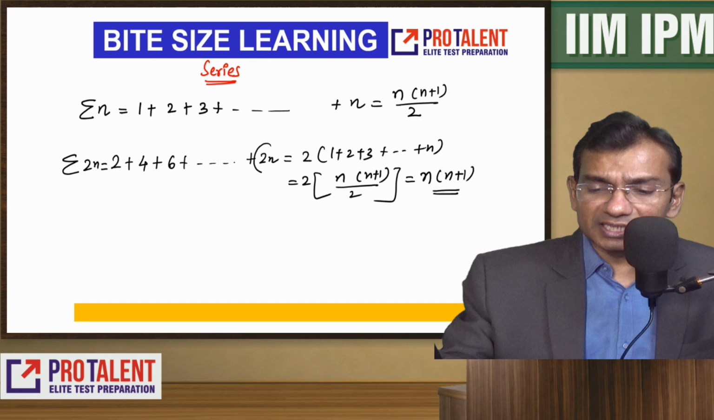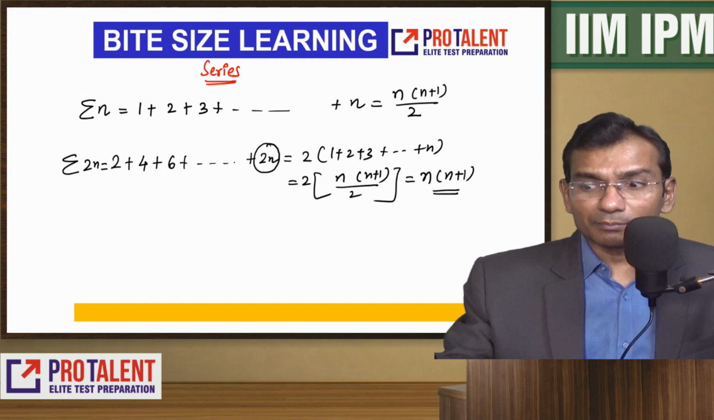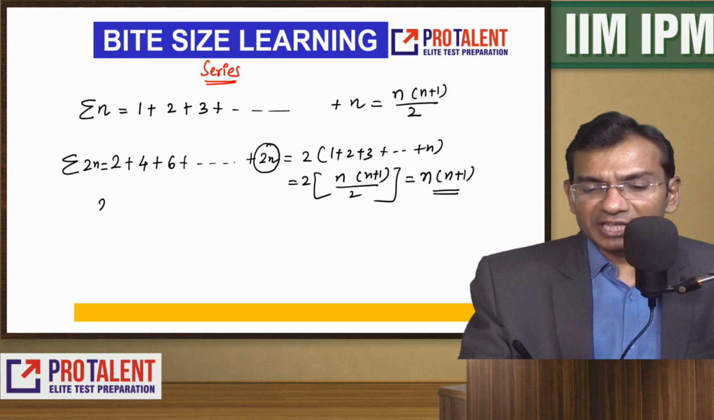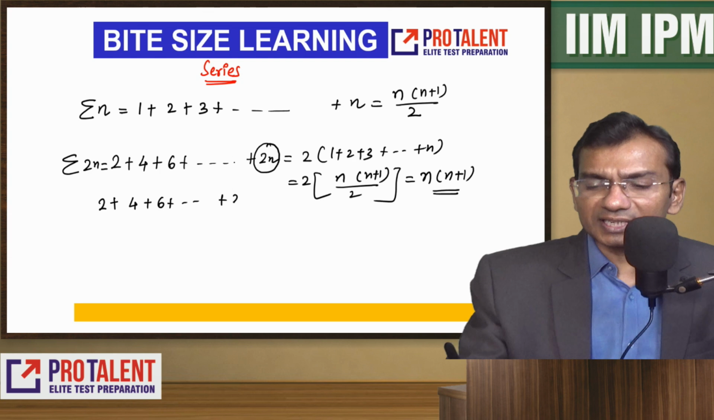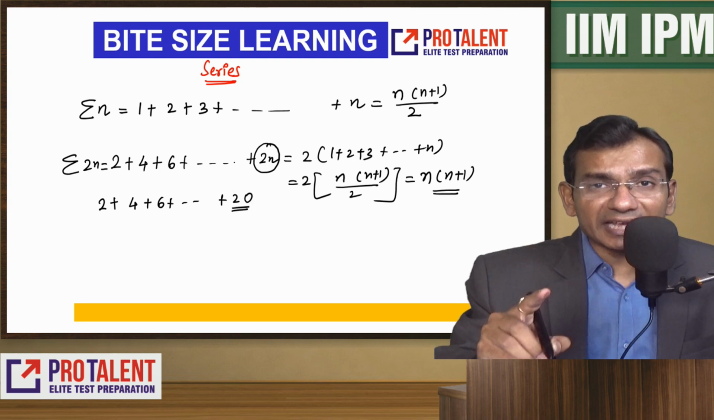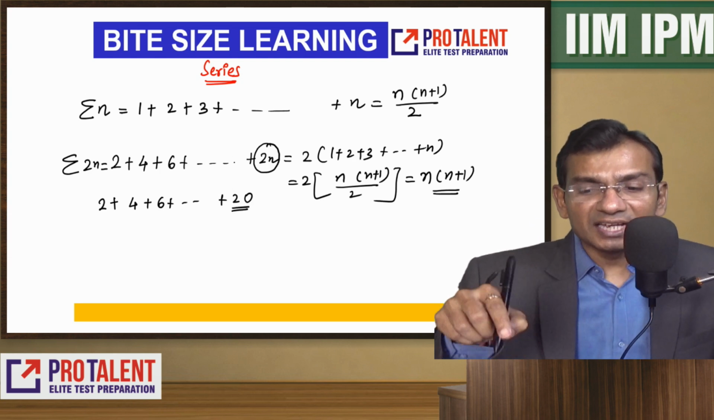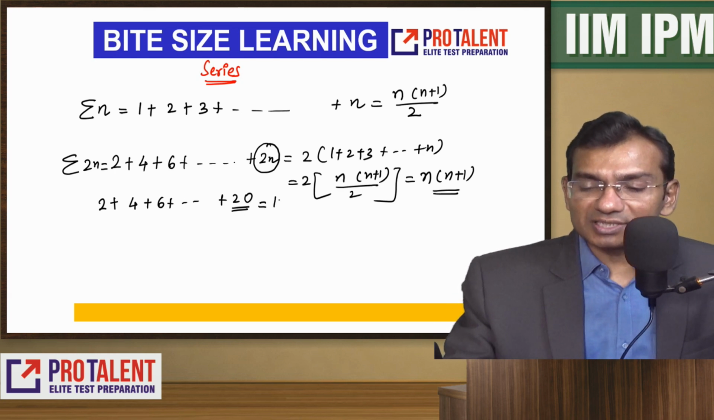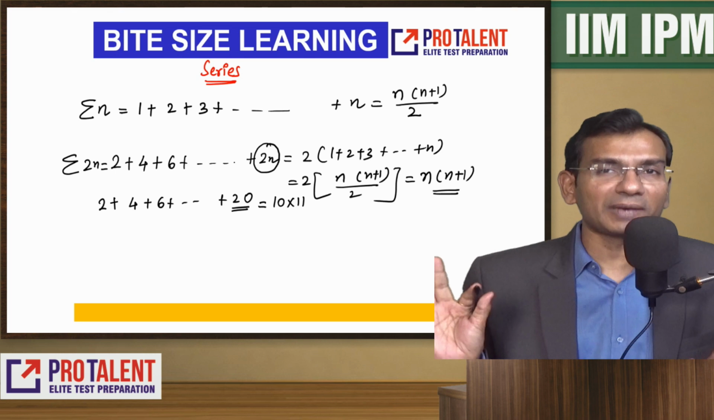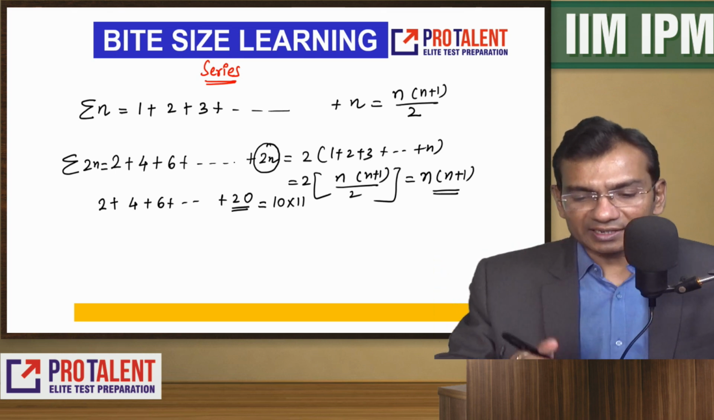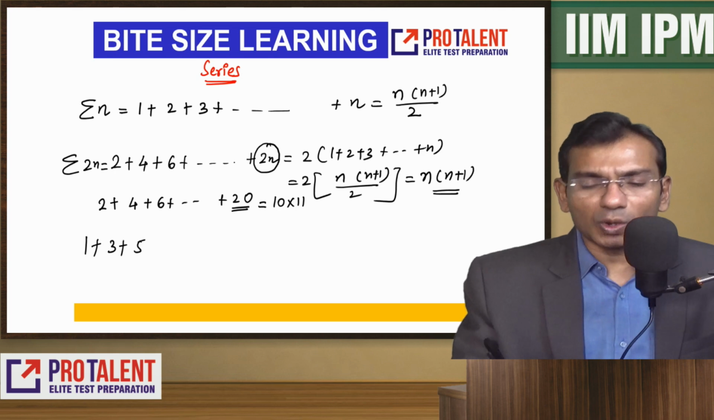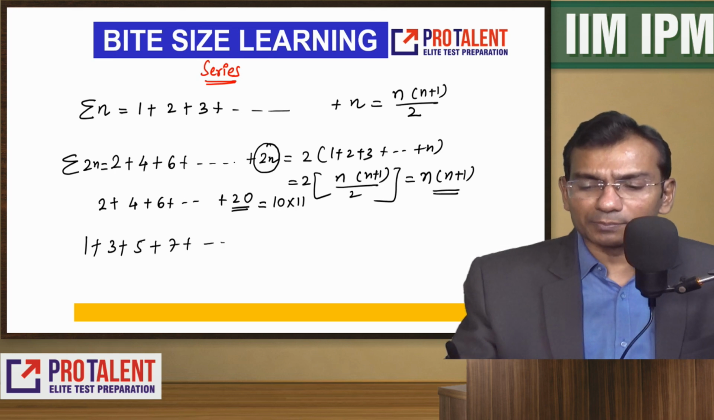Remember one important part. I have taken this as 2n, but the formula is all about n, which means if I have to add 2 plus 4 plus 6 up to, let us say, 20, I will take my n as the last number by 2, that is 10. So what do I do? This is 10 into 11. That's what my answer is. Is that comfortable? Great.